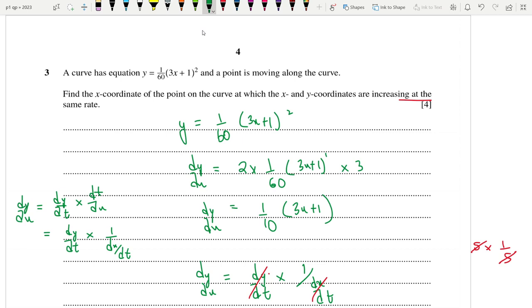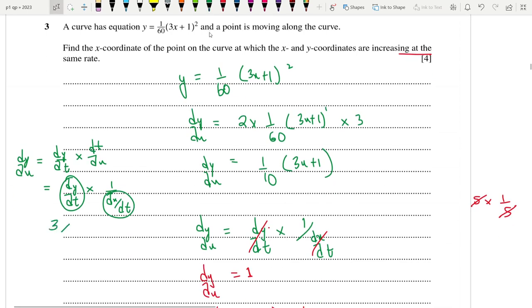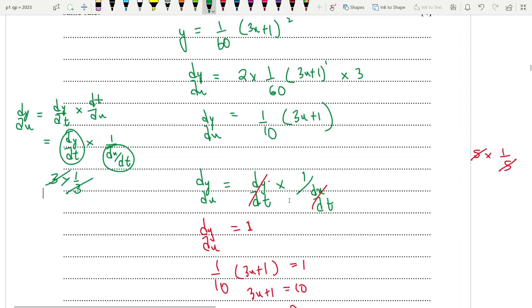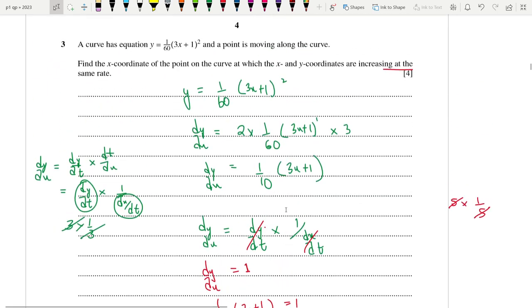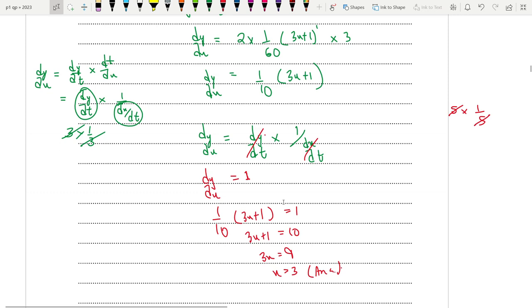Now here's the thing, dy by dt and dx by dt have the same value. For example, it's 3 times 1 by 3. So what can we do? We can just cut them out. That is exactly what I did in the right hand side over here. So dy by dx is actually equal to 1. Now 1 by 10 times 3x plus 1 is equal to 1. After solving this, we end up with x equals 3. Okay, that's the gist.